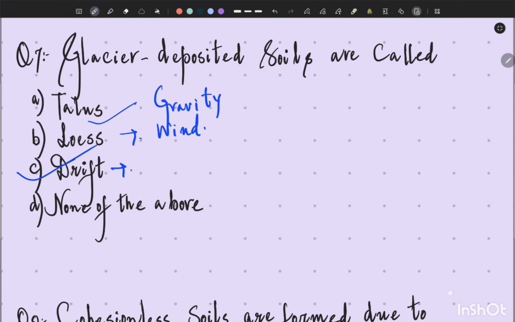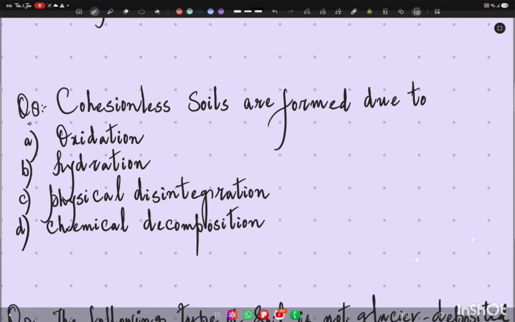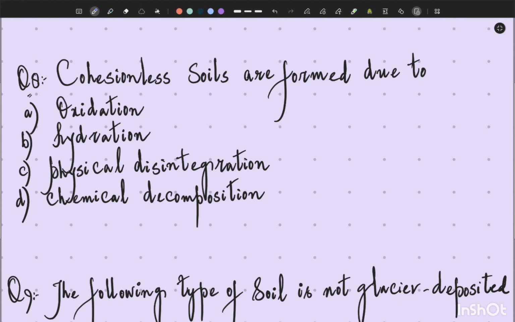Alright. Moving on to the next one, question number 8. Cohesionless soils. Broadly, we have 2 types of soils, cohesive soils and cohesionless soils. So we have to study about them as well. The question is, cohesionless soils are formed due to oxidation, hydration, physical disintegration, or chemical decomposition.